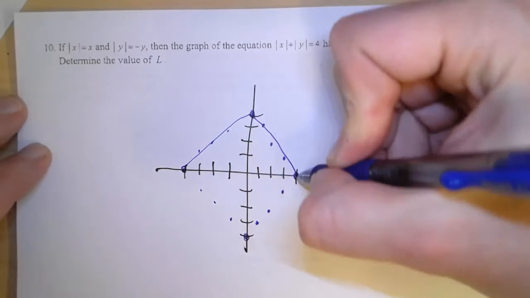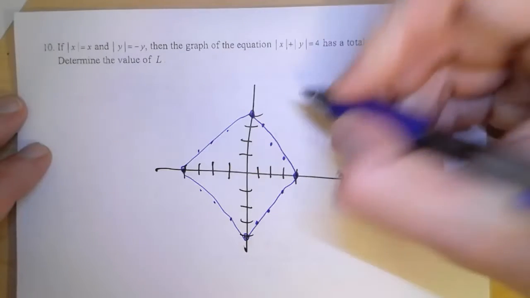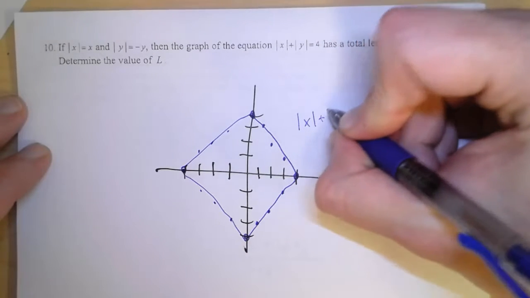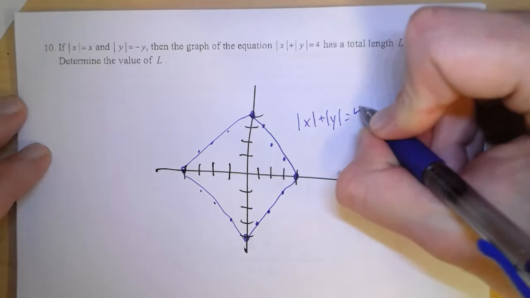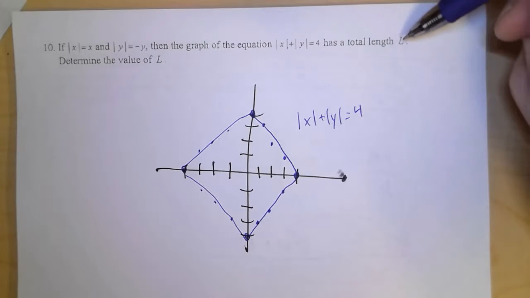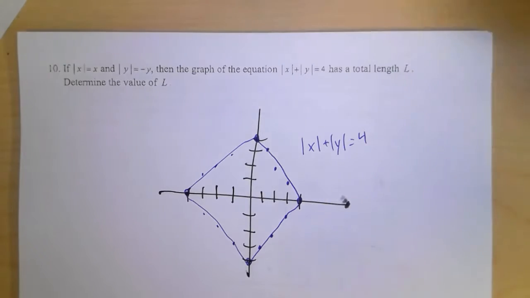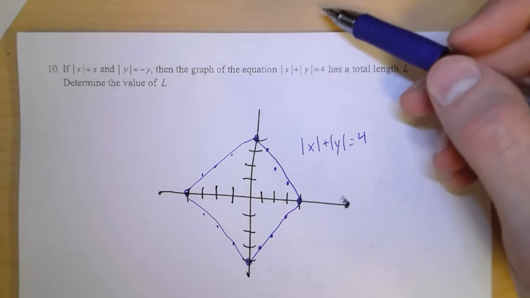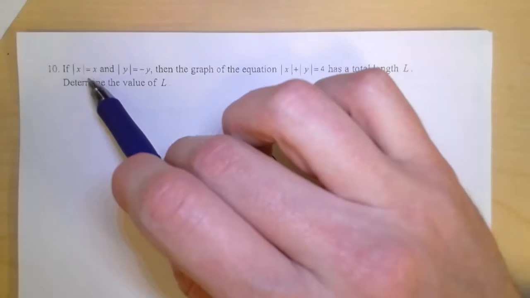So this is the shape of this graph, absolute value of x plus absolute value of y equals 4. Now it says determine the value of L, that is its total length. Now, the thing to be aware of is that they give us these restrictions over here.